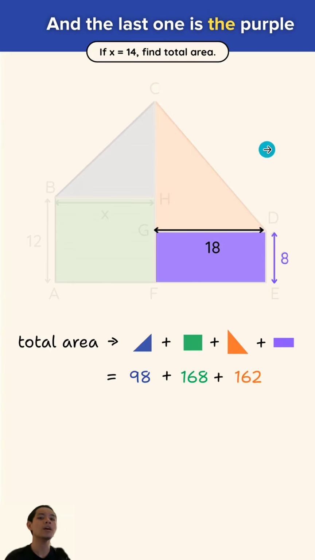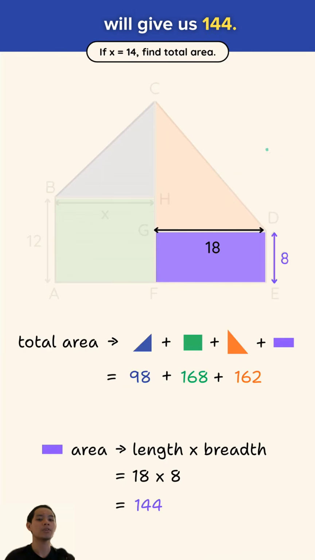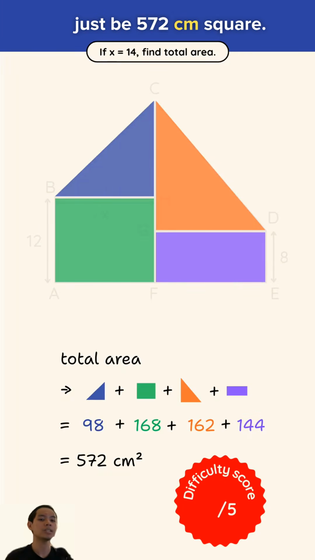And the last one is the purple rectangle below it, which is pretty straightforward, which is length times breadth, and this will give us 144. Therefore, the total area will just be 572 centimeters square.